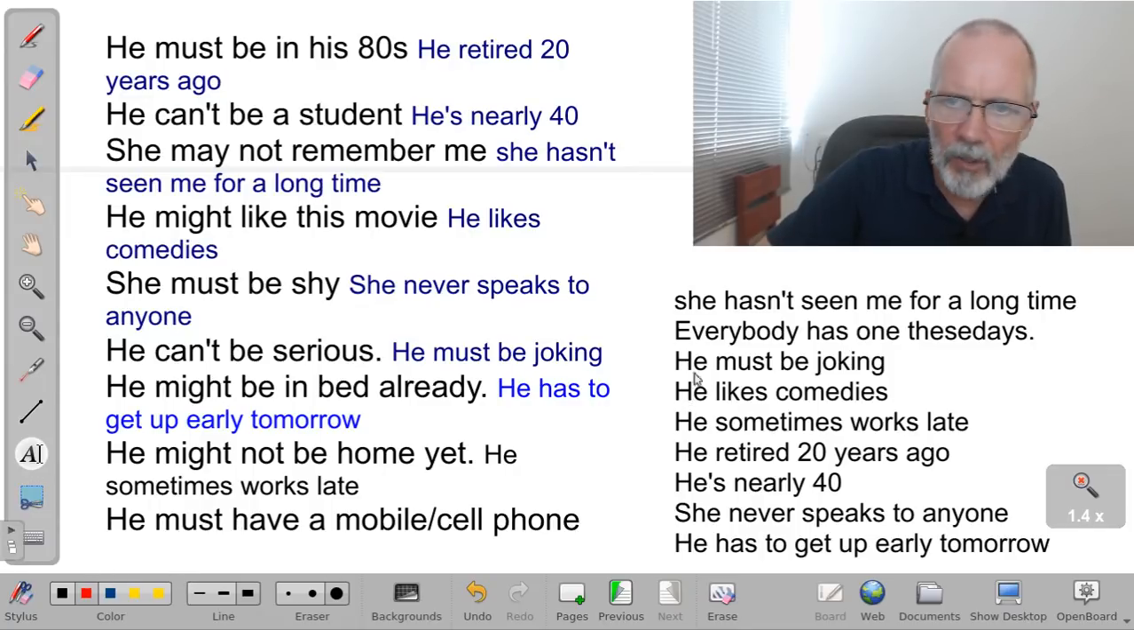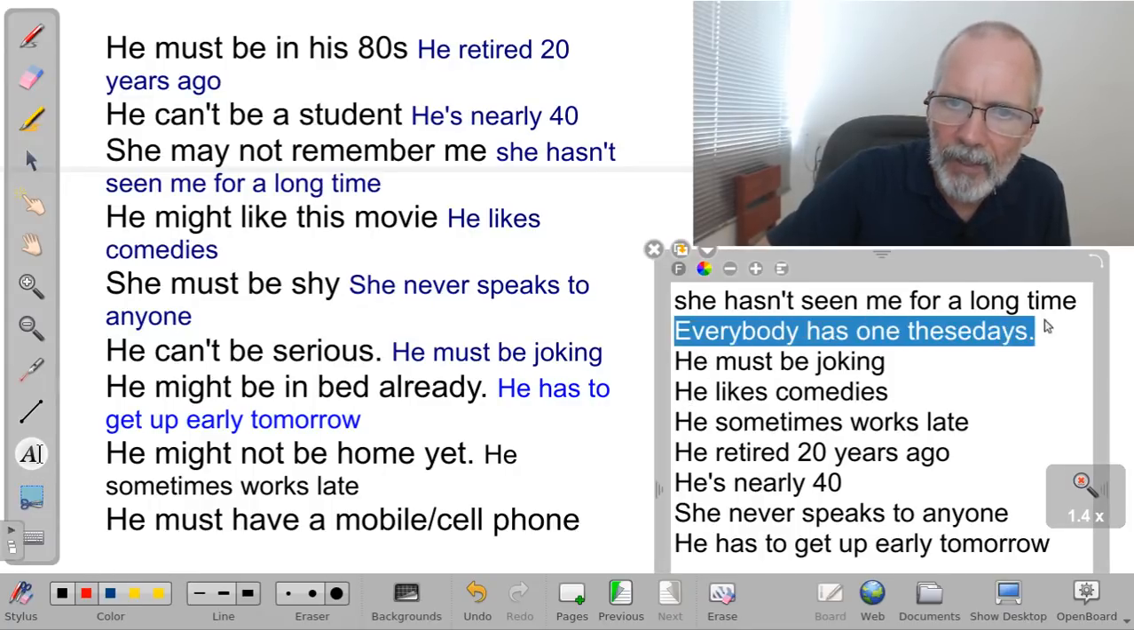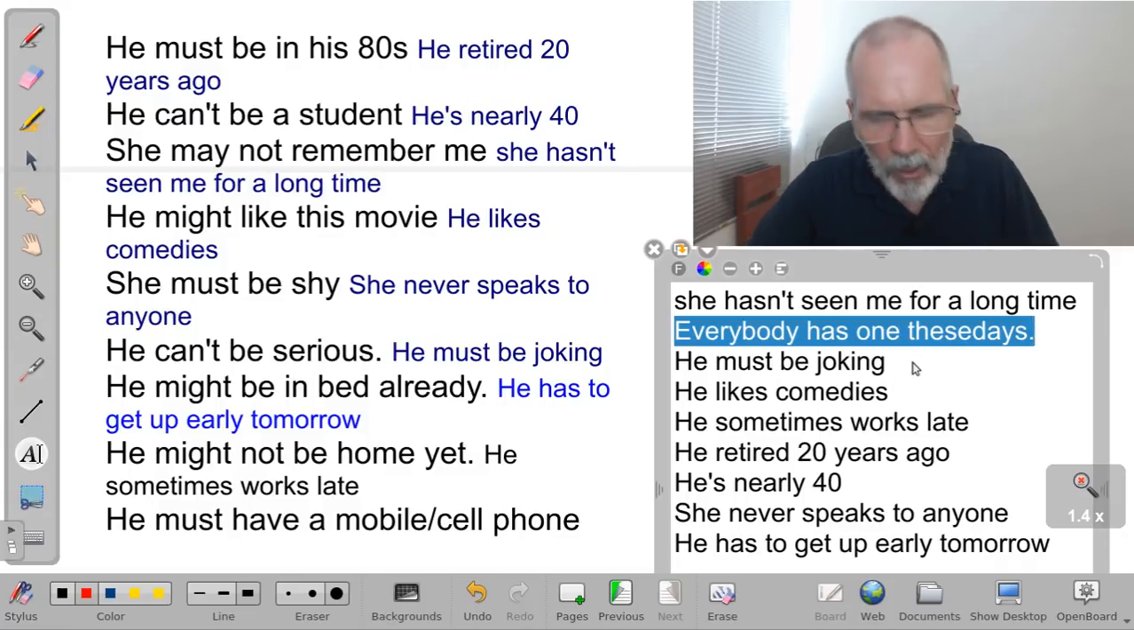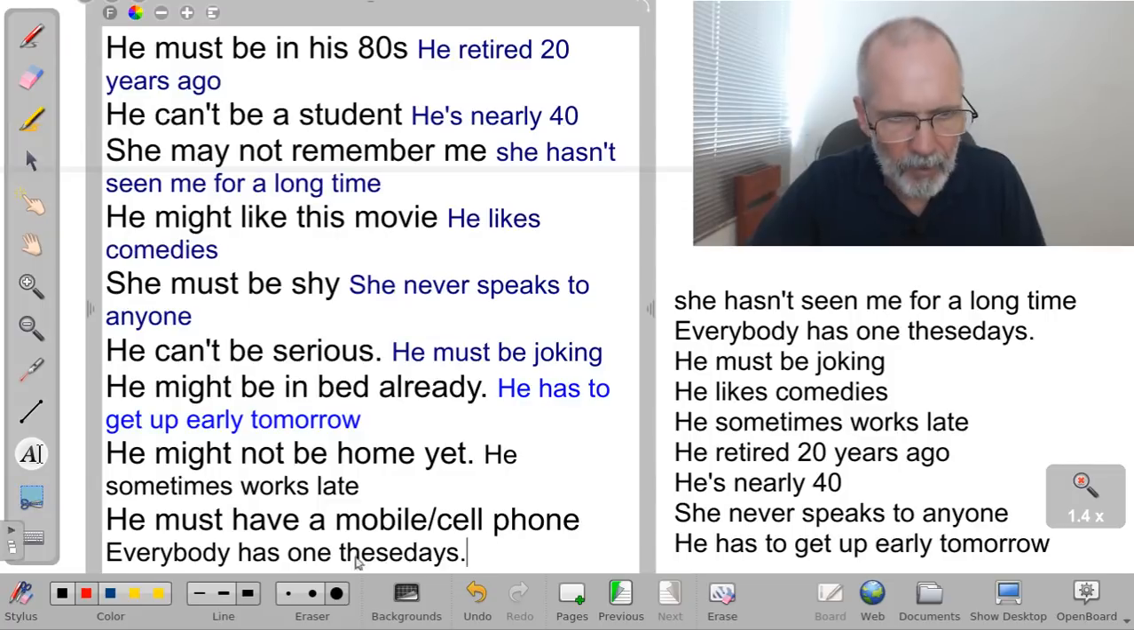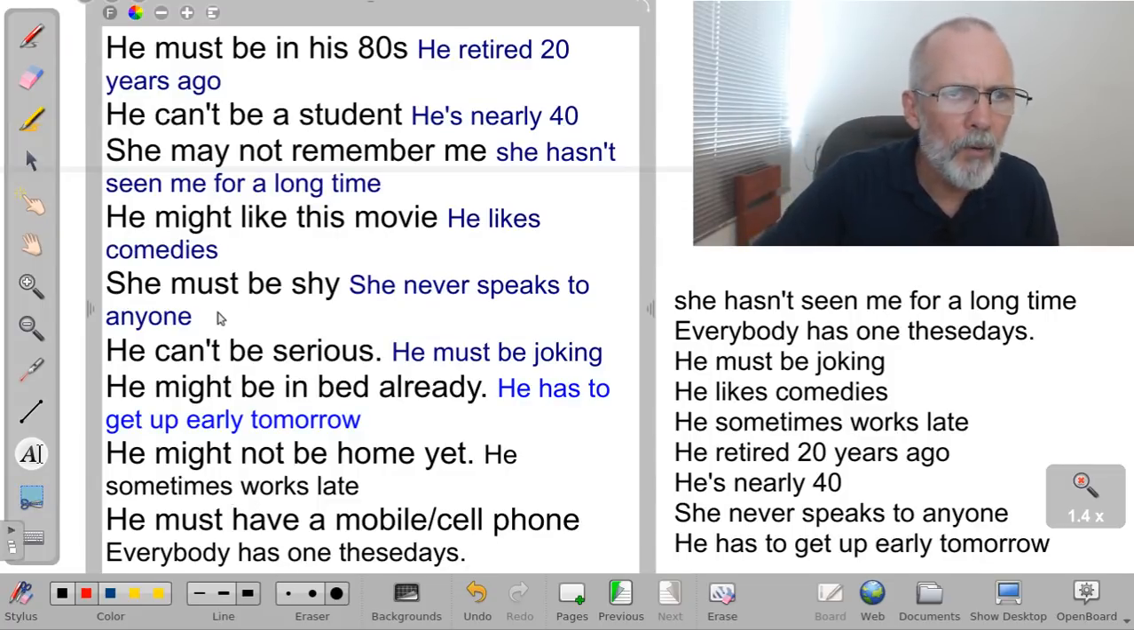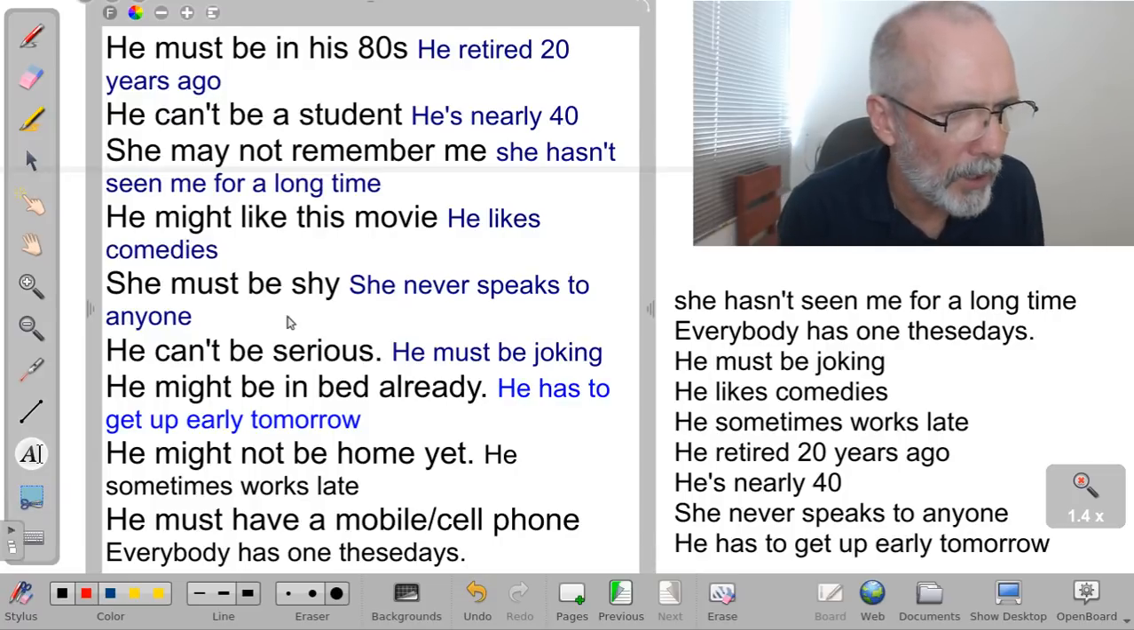So I'm gonna give you the answer. It's this one here. Everybody has one these days. The final answer. So let me read these sentences to you so you can hear the pronunciation.